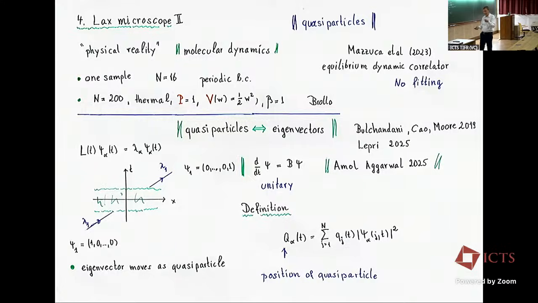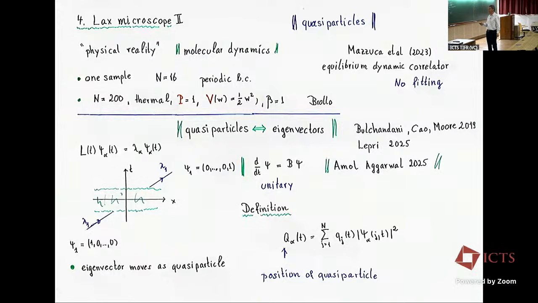The quasi-particle knows its eigenvalue, and this is linked to it, and it can never lose it. But then the eigenvector tells you where it is sitting in physical space.